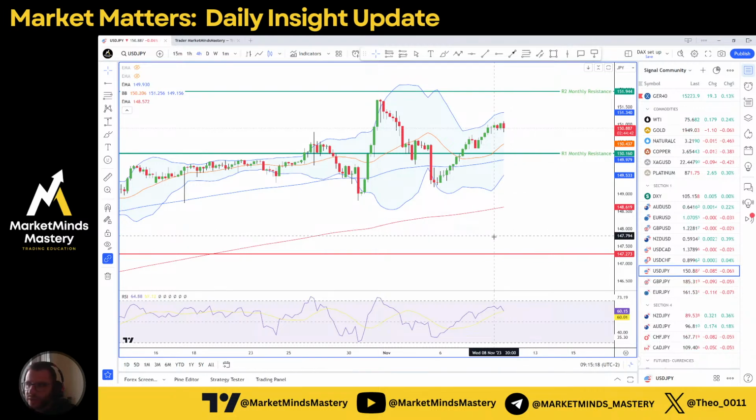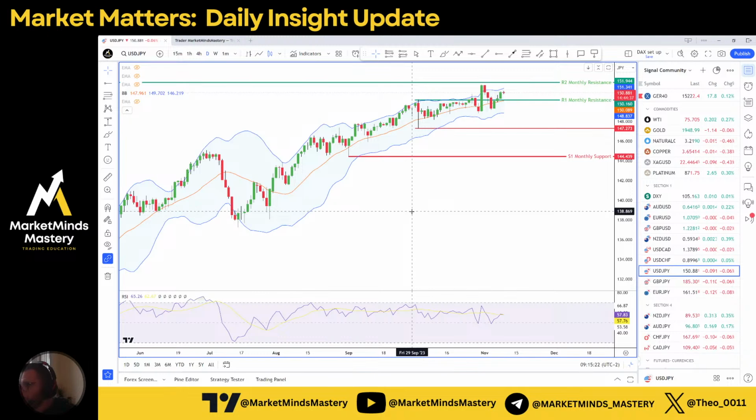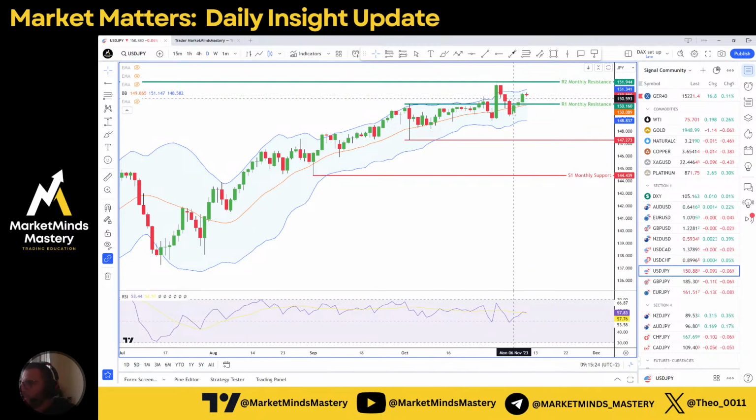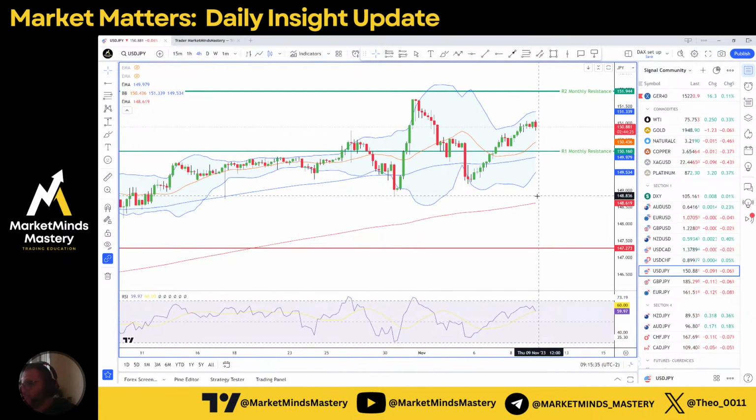Next one on the majors list is the USD/JPY. USD/JPY compresses at the top here. There is some monthly resistance. It's a bit of a weird situation with the Japanese yen. They kept the rates again unchanged at minus 0.1%. Let's see what's going to happen.